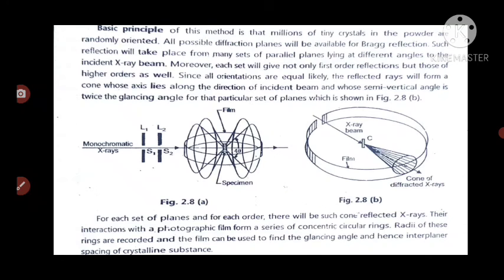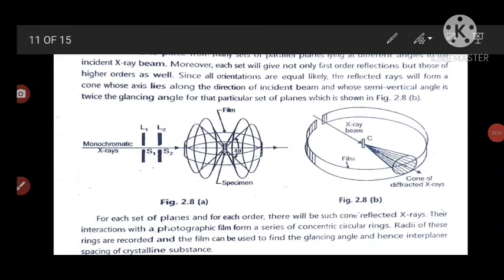So we have to see here that the monochromatic X-ray is passing through the slits S1 and S2, and the specimen in the figure is held at the center. So this is the arrangement of the Debye-Scherrer method, which is the powder method.